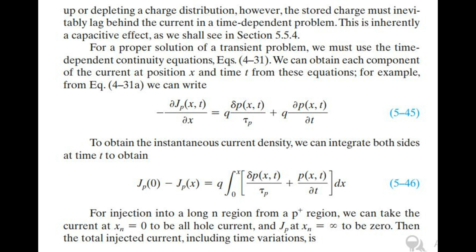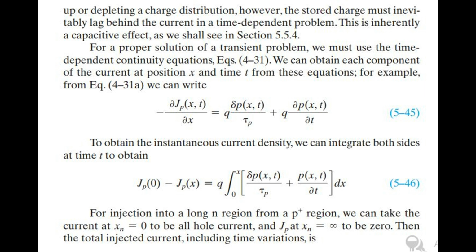We can obtain each component of the current at position x and time t from these equations, for example, from EQ. 431a, we can write. To obtain the instantaneous current density, we can integrate both sides at time t to obtain. For injection into a long n region from a p+ region, we can take the current at xn equals 0 to be all hole current, and Jp at xn equal to infinity to be 0. Then the total injected current, including time variations, is.